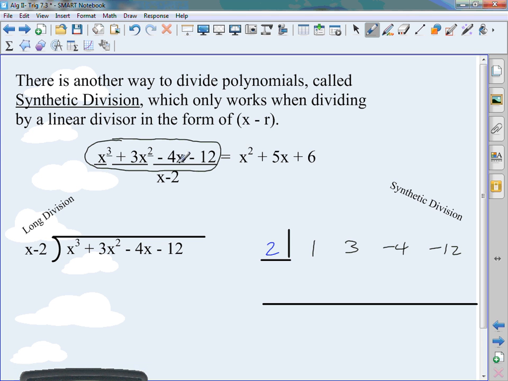For example, if there was no -4x, what would be my x value? 0. I would have to put a 0 in here. You need to put fillers in if you're missing x's. Bring down the 1.